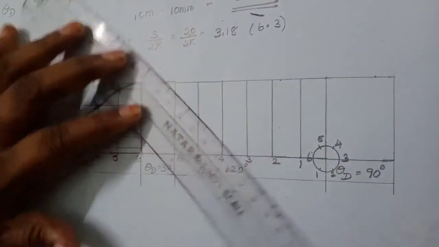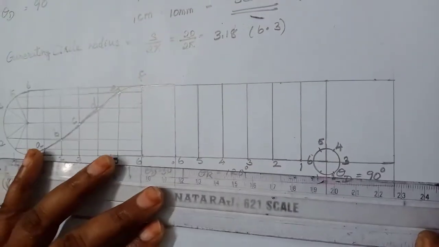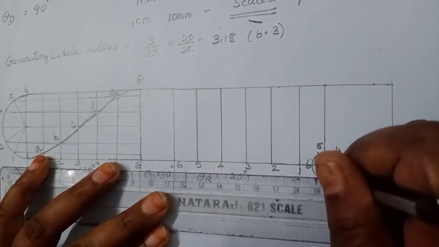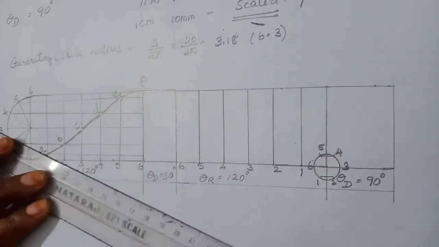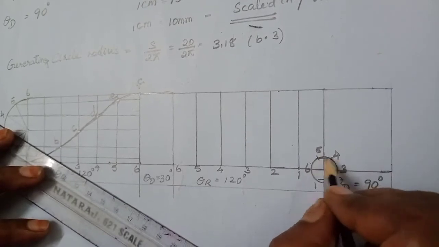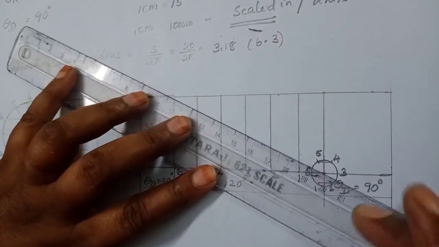So now join the corresponding values. How can you join here? Draw the horizontal line. Draw the horizontal line from 1 and 2. Draw the horizontal line from 5 and 4. So now you got the 1 2 line, 3 6 line, 4 5 line. So now join this diagonal point first.